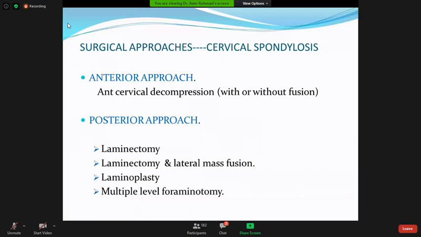So the approach is basically determined by the disease, whether the compression is more from the anterior aspect or from the posterior aspect. Sometimes we have to combine both approaches simultaneously or in stages. For example, if the patient is having anterior compression as well as posterior compression, so sometimes in selected individuals we have to decompress anteriorly as well as posteriorly in the same sitting in a single surgical session or in phases or stages.